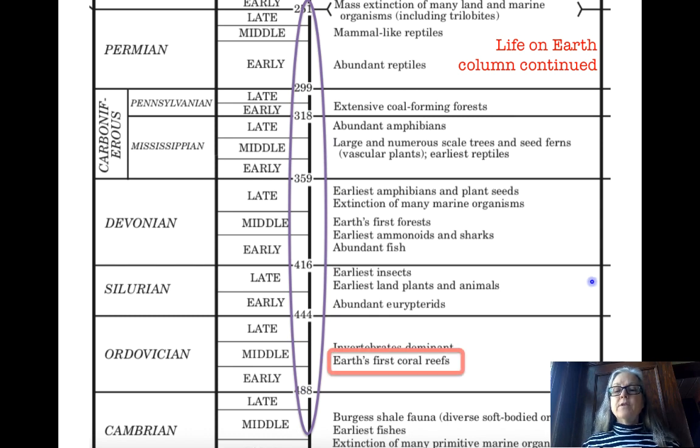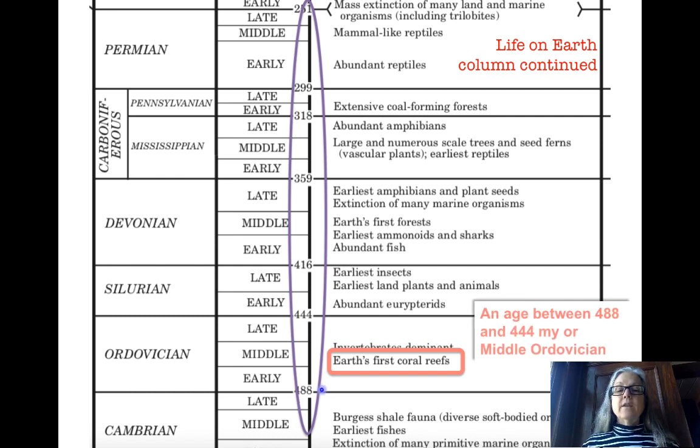I want to focus in on Earth's early corals. The first corals happened way back in the Middle Ordovician, and you would pick a number actually, not a range, but between 488 million years ago and 444 million years ago. You can also call it Middle Ordovician.